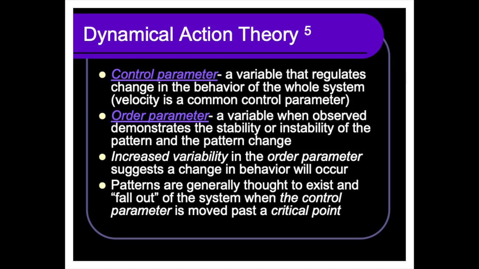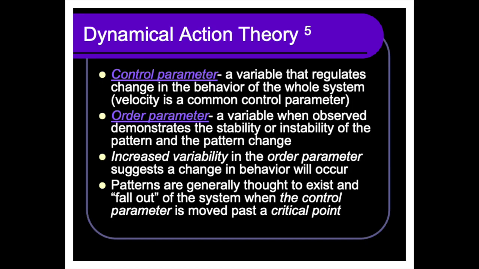Commonly, when we're talking about dynamic action theory, you'll hear velocity is a common control parameter. So if you think about walking, and somebody needs to increase the speed or velocity of that gait. For instance, say they're in a crosswalk and the light starts flashing red and they know that they have got to move at a quicker pace or they won't get across the street before traffic comes.